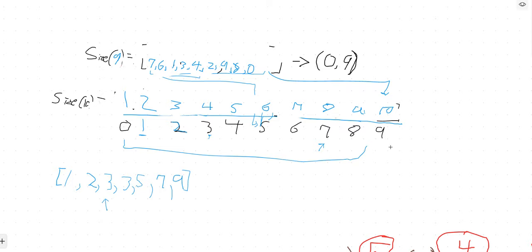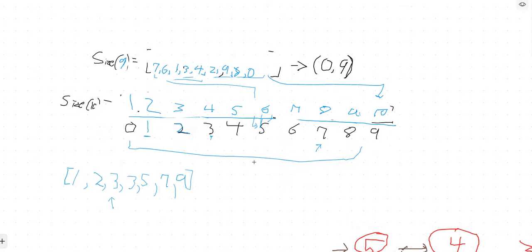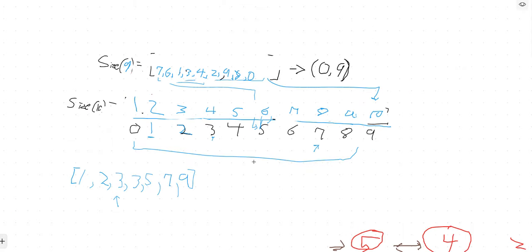Now, just to add a side note, my version was not a stable version because I started from the beginning. Stable means that equal items stay in the original order. If you want it to be stable, you have to start at the end, or there are other methods, like incrementing instead of decrementing.